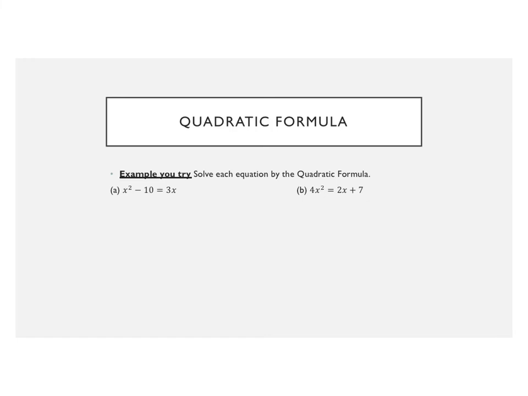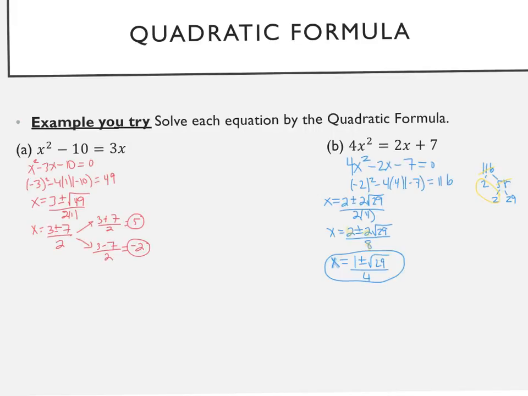Here I would like you to take a couple minutes and try these 2 example U-tries. Okay, so hopefully for A, you recognize to move the 3x over to the left side. And then when you find your discriminant, hopefully you found it to be 49. We remember the square root of 49 is 7, and we don't leave our answer like that. Every semester I will have someone that just writes their answer like 3 plus or minus 7 over 2. That's not simplified. You have to give me the 2 numeric answers, 5 and negative 2.